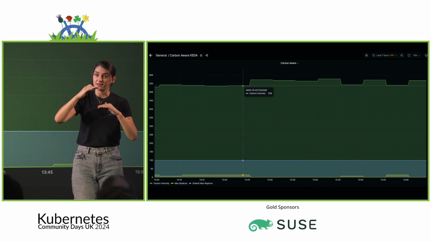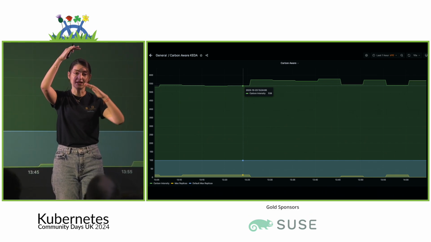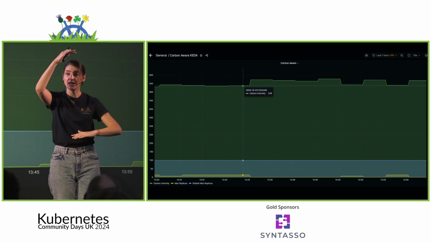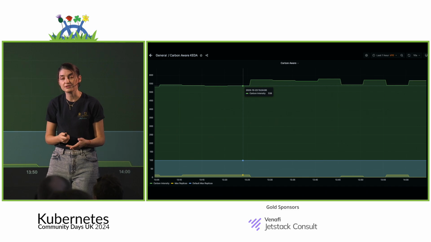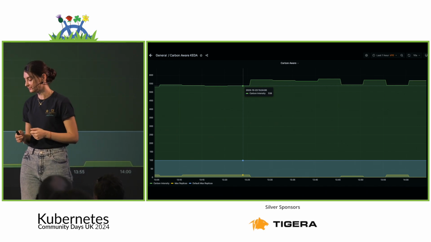Towards the middle, we'll be able to see that the carbon intensity is going higher, and the amount of replicas is going all the way to 1. And this behavior is going to be replicated through and through based on the carbon intensity coefficient that you're going to be able to get from the grid.